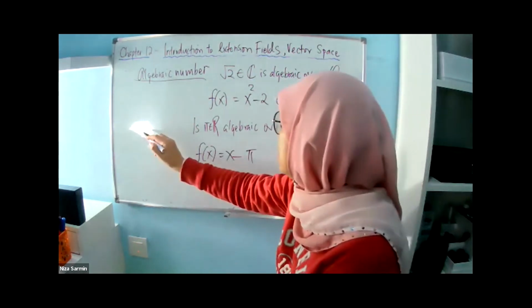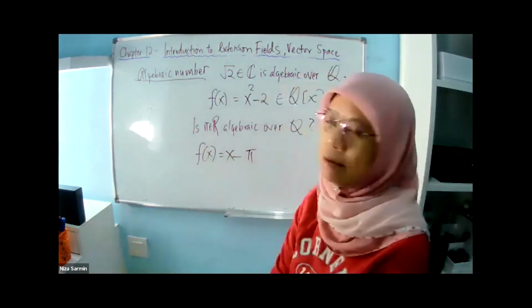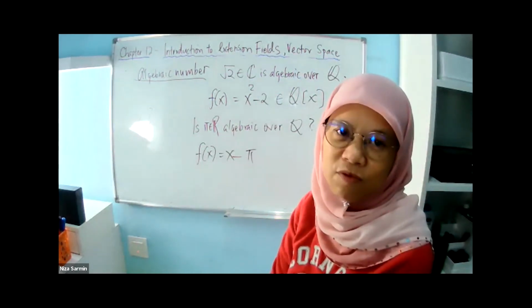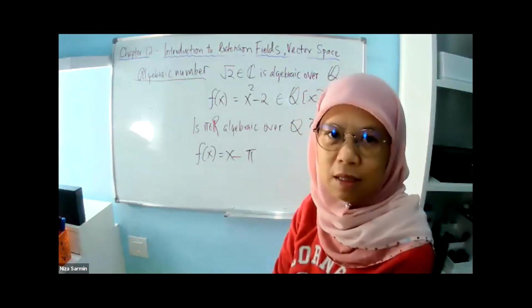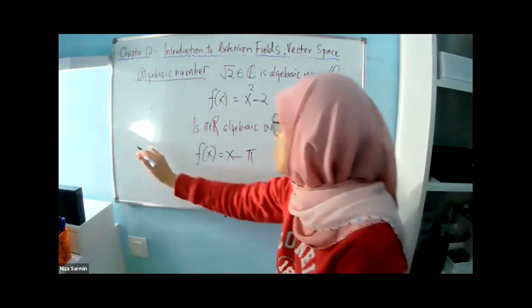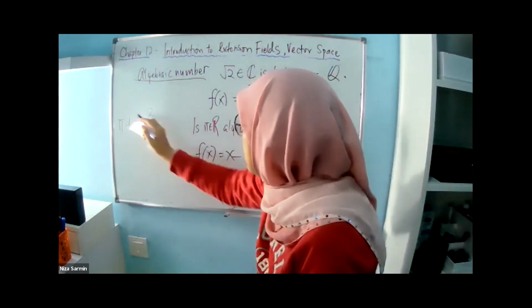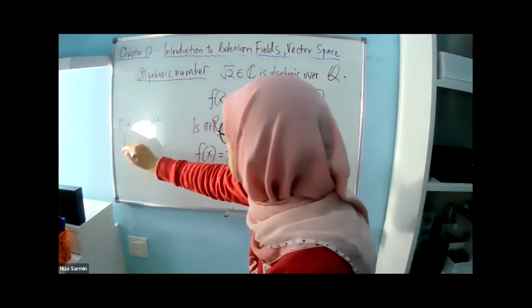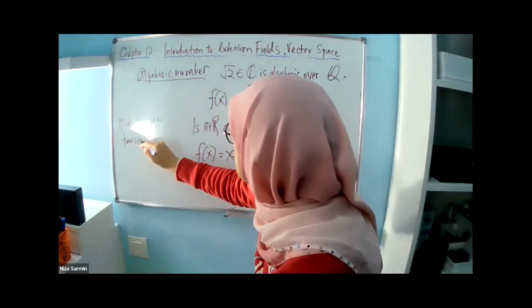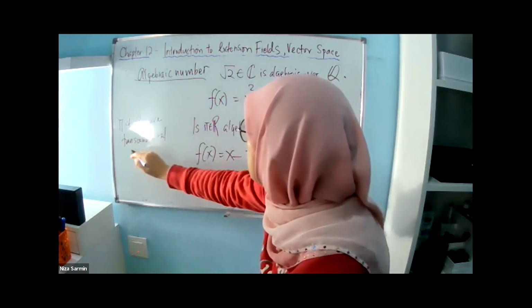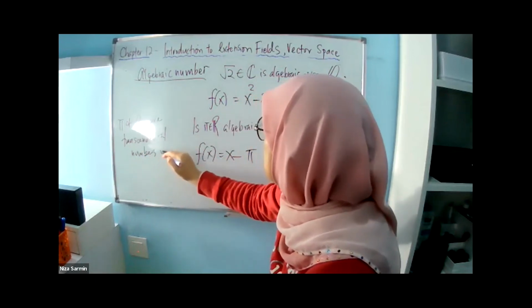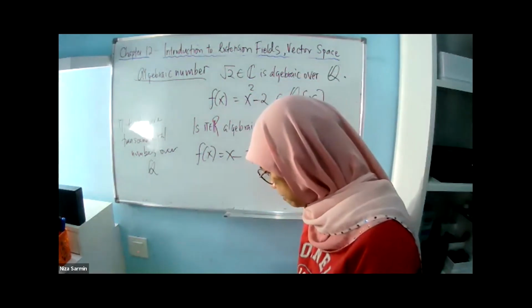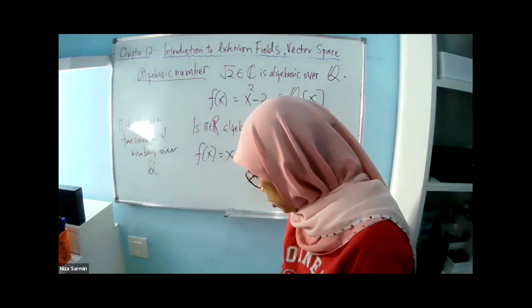What about e? Also, right, it's dot, dot, dot, dot, dot. You can never find the polynomial. So pi and e are transcendental numbers over Q. You can never find that polynomial. Okay.